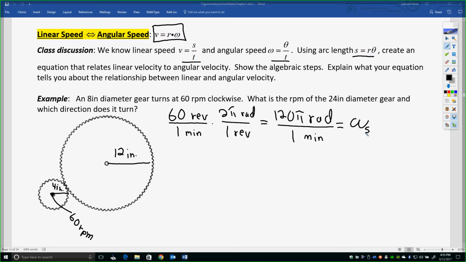We'll call this the smaller one, so I'll put a little s in there. This will be my larger one, and that'll be my smaller one, because they'll have different numbers here.